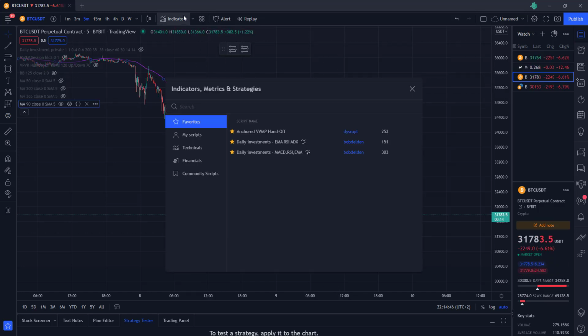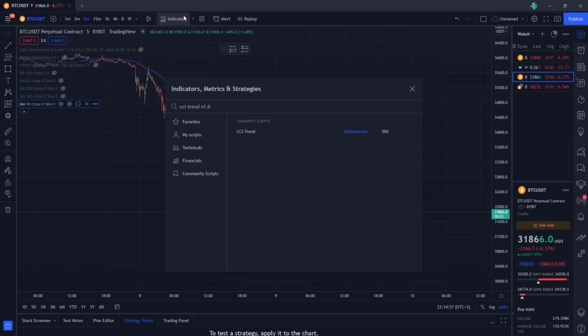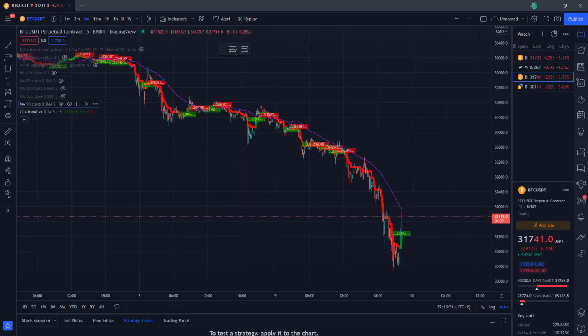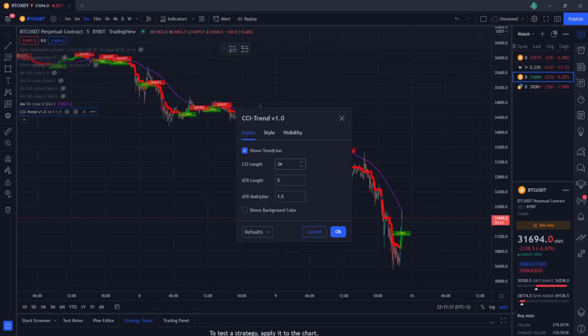And besides that, we're going to add the other indicator and it's called the CCI trend V1.0. And it's this one, it's from Hitmedicine. Also add this one. And besides this, we're gonna adjust the settings a bit, and then I'm gonna explain the strategy towards you guys, and of course I'm gonna backtest it. So now let's just adjust the CCI trend indicator. CCI length needs to be 34, ATR length is gonna be 5, but the ATR multiplier needs to be 1.7. This is important for this strategy, guys.